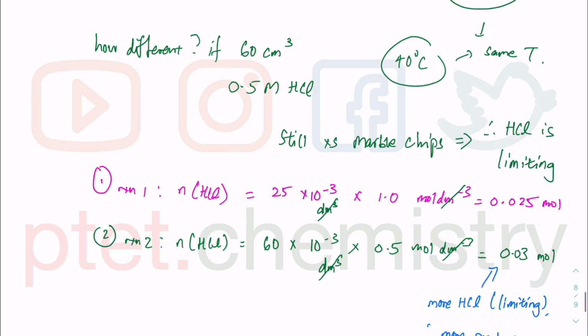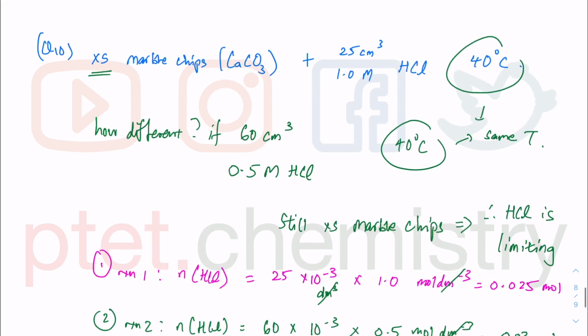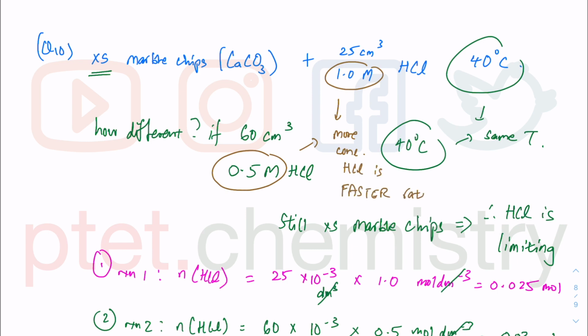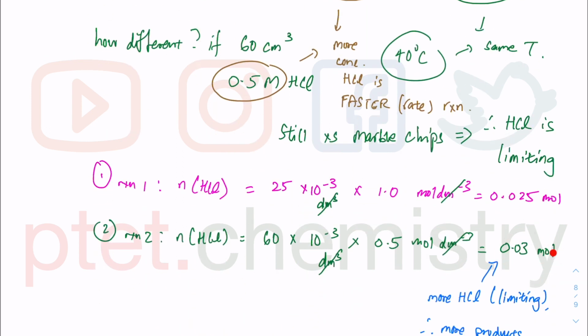But then you have a look at the concentration. More concentrated will be faster. More concentrated HCl is a faster reaction. So this is to do with rate of reaction. The reaction will be slower because this is less concentrated than this, but you will get more products out because you have a greater mole of the acid.